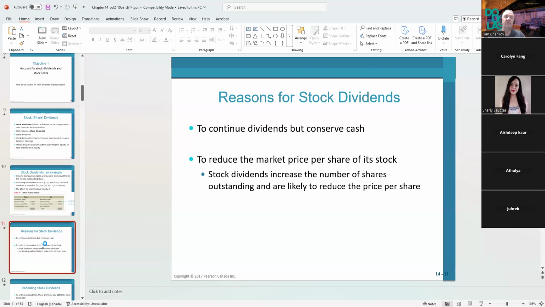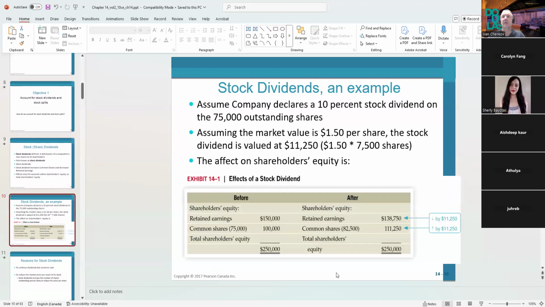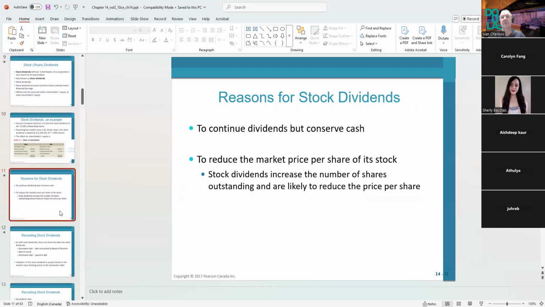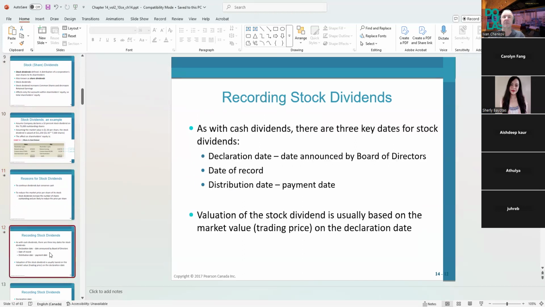Again, as you can see, the total equity here hasn't changed. What's changed is the number of the shares. So then we can expect that the market price per share, since we have more shares outstanding, might go down. Not necessarily, that's just a guess.